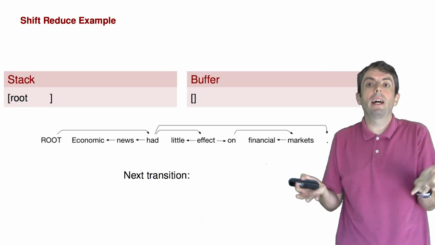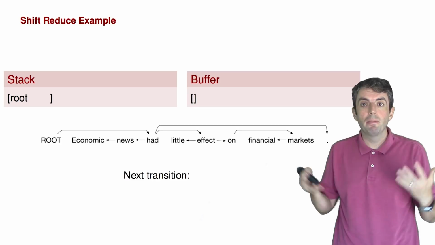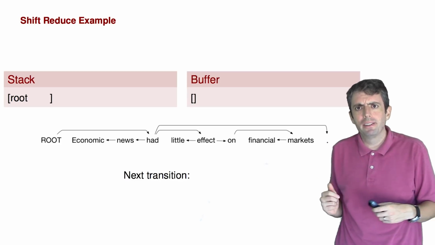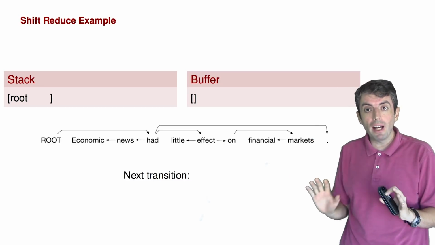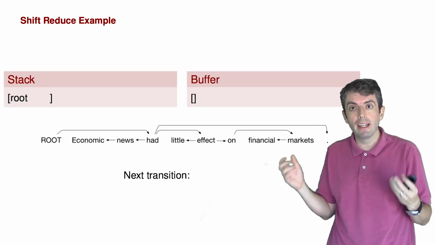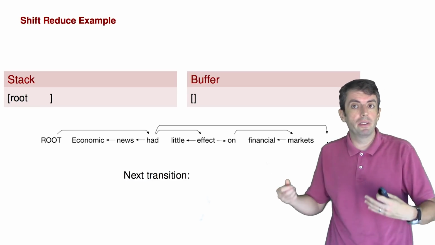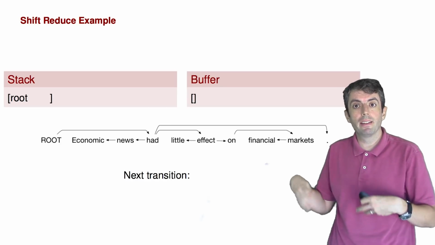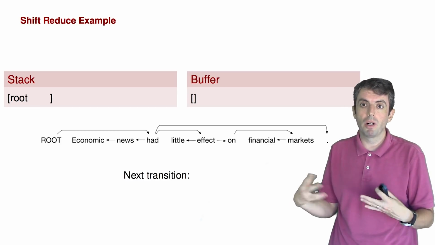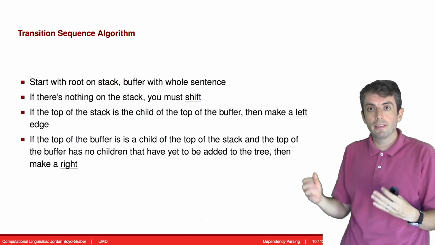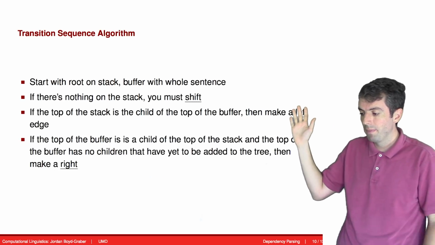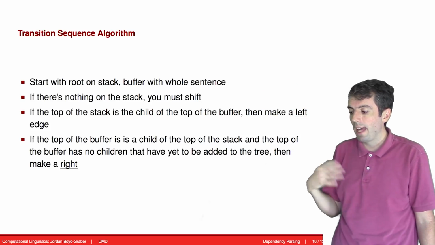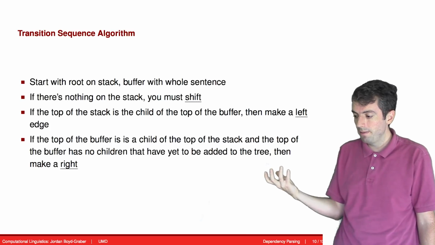But I just told you what actions to do. If you actually wanted to parse a real English sentence, how would you know what actions to do next? So it's possible to deterministically take a given parse tree, i.e. something that you get out of the Penn Treebank that's been meticulously annotated, and create the sequence of actions that would generate that parse tree algorithmically. You do this by starting with everything on the buffer and only root on the stack, so just like we had before. And then if there's nothing on the stack, you have to shift.